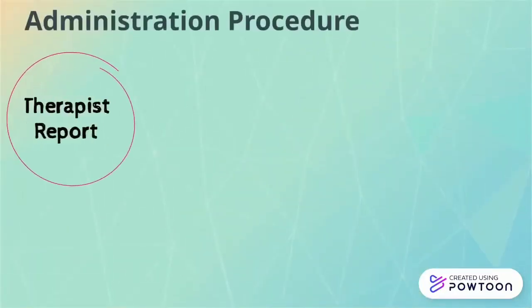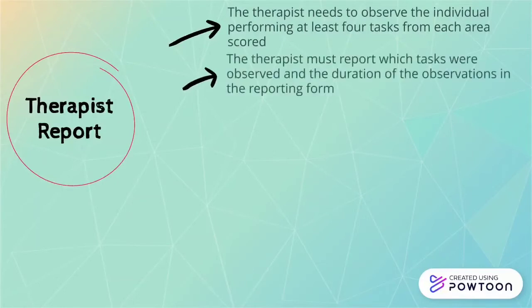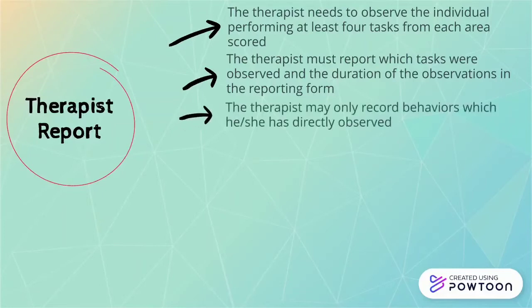Next is the therapist report. The therapist needs to observe the individual performing at least 4 tasks from each area scored. Then the therapist must report which tasks were observed and the duration of the observation in the reporting form. The therapist may only record behavior which he or she has directly observed.